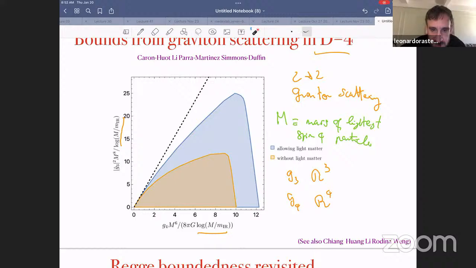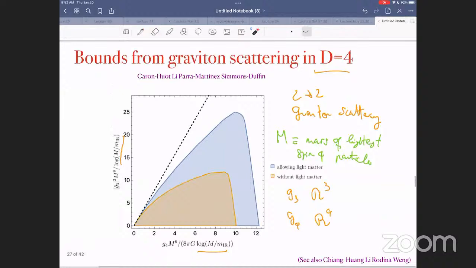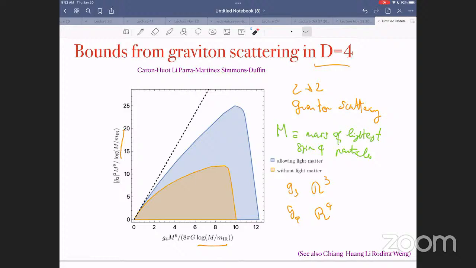Leonardo? Yes. So, sorry, you probably said this. Can you just say again why you know that M is the mass of the lightest spin four particle? How is this put in there?